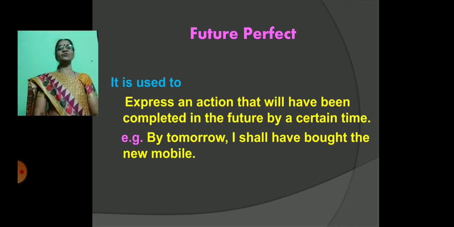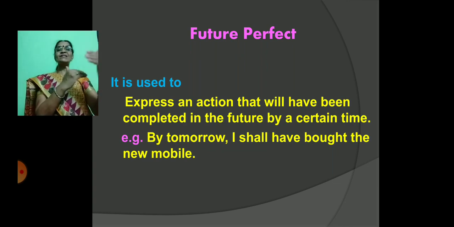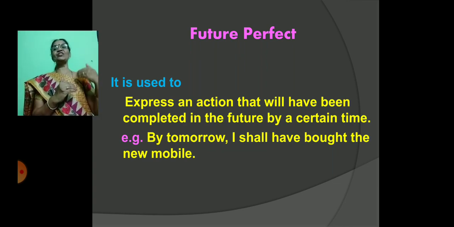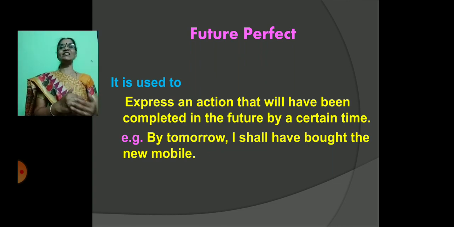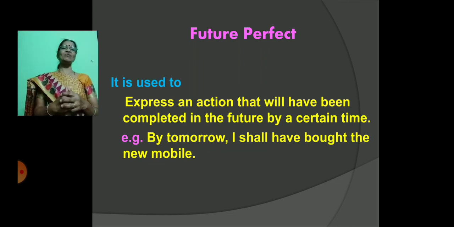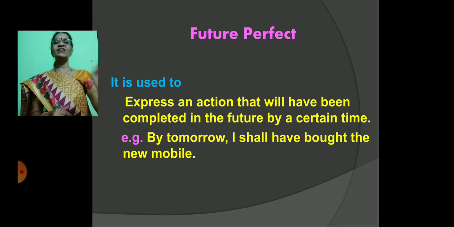So let's see the uses. Now future perfect is used to express an action that will have been completed in the future by a certain time. So by tomorrow I shall have bought the new mobile. Now these days all of you are having online classes, so you need to have a mobile for yourself. So you will tell your friend, by tomorrow at this time I shall have bought the new mobile. So that's how future perfect is used.